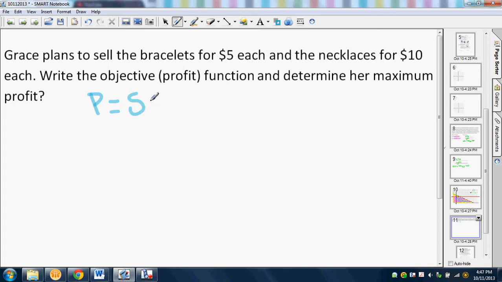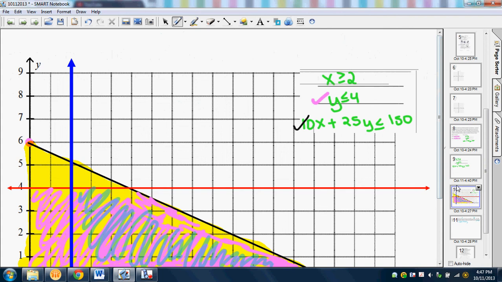So her profit is going to be $5 per bracelet, remember, we already said bracelets are x, plus $10 y for each necklace, because each necklace is $10, and y we already decided was the variable to represent necklaces. This is how we can calculate the profit. We multiply 5 by however many bracelets she makes, multiply 10 by however many necklaces she makes, and add them together. It says write the objective to determine her maximum profit. That's the key word here, okay?